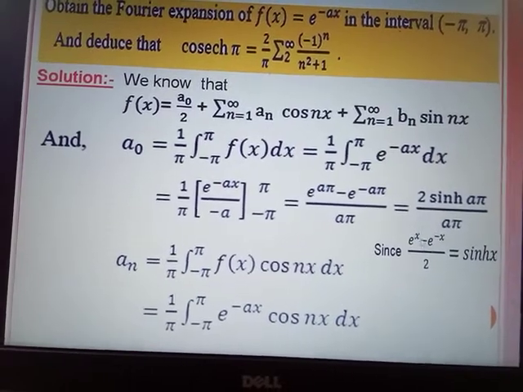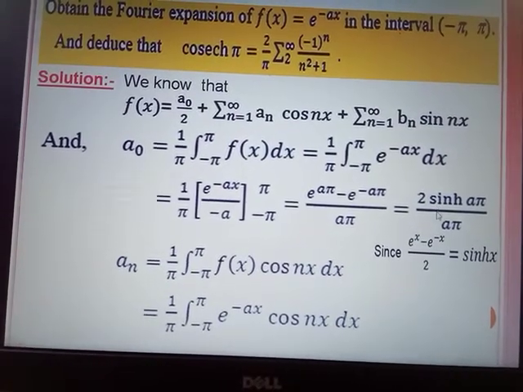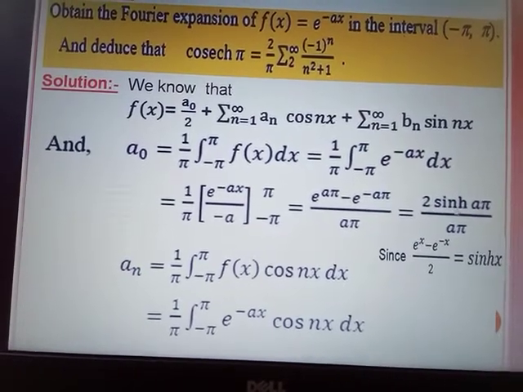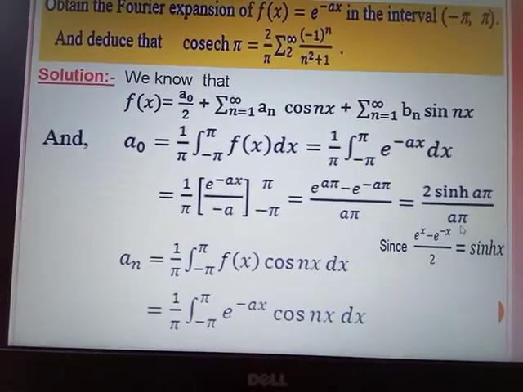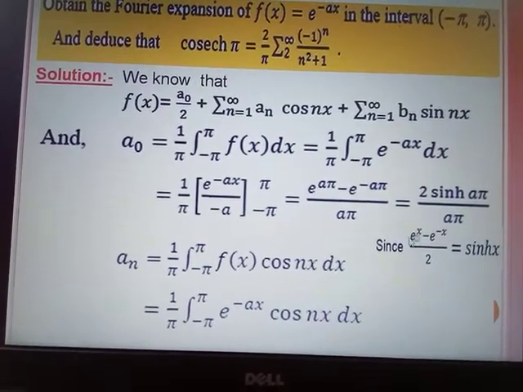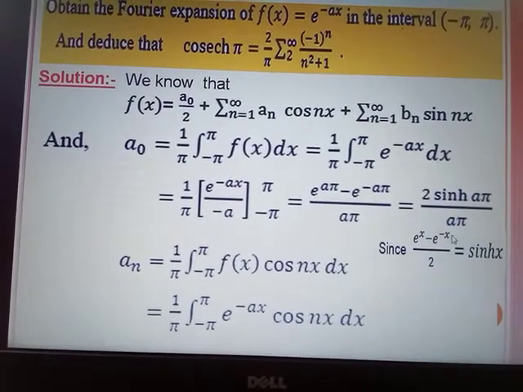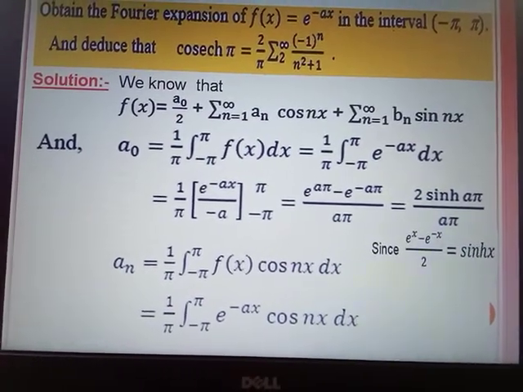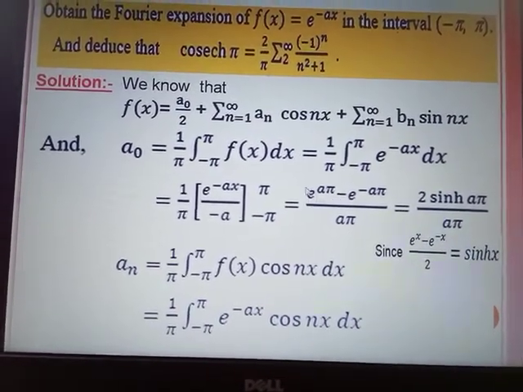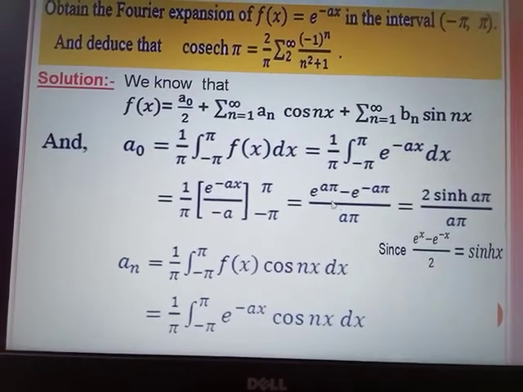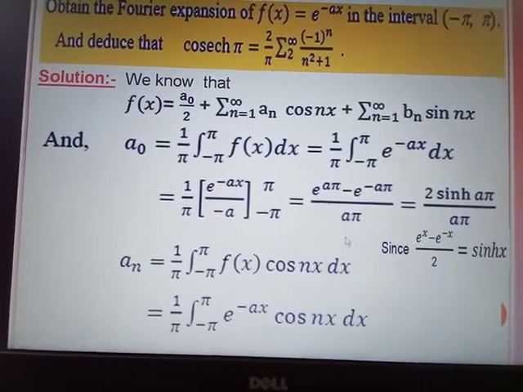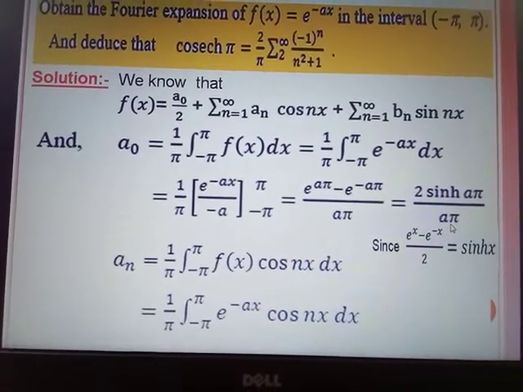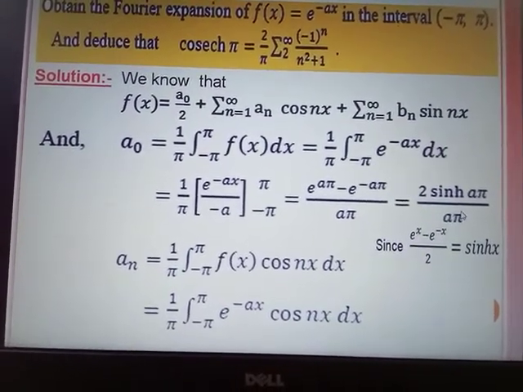here multiply and divide this term by 2, we get 2 sinh a pi divided by a pi, because we know that e raised to x minus e raised to minus x divided by 2 is sinh x. To use this result, you just have to multiply and divide this term by 2, then you get 2 into sinh a pi divided by a pi, which is the value of a naught.